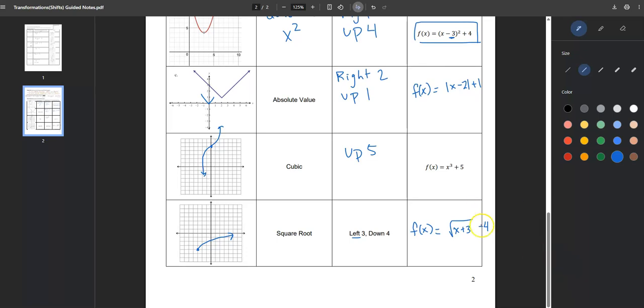Okay? So we're not just shifting things up and down, right and left. So we call those, again, vertical and horizontal shifts or transformations. Okay? All right. That's it.